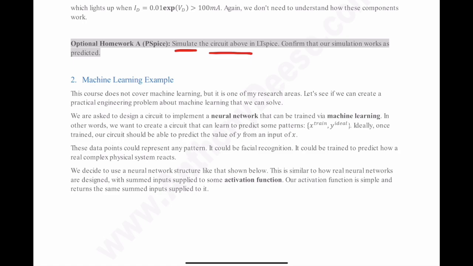And I am going to prepare another lecture, which is going to talk about LT-Spice specifically. So another example. Let's take a look at a machine learning example. Now, this course does not cover machine learning, but it's one of my research areas. I have a lot of interest in it. So let's see if we can create a practical engineering problem about machine learning that we can solve.